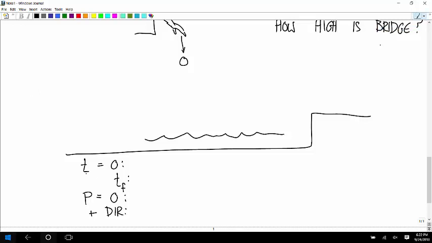Our time equals 0 and our time final, we need to make those choices based on instances where we have information and instances where we want information. So what do you want to call the instant time equals 0? Yeah, that's the instant that the rock is released.